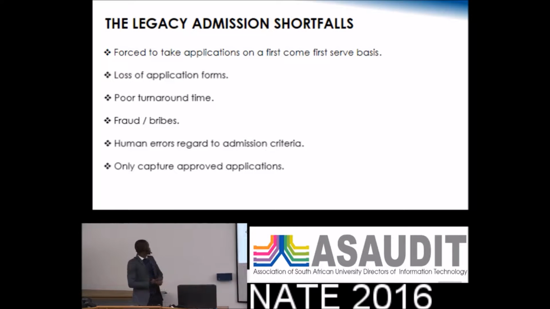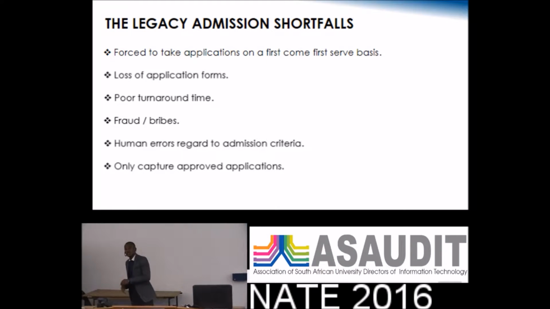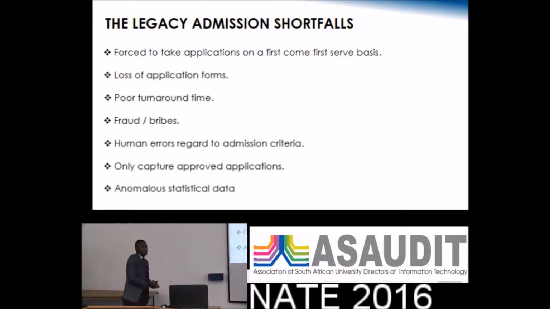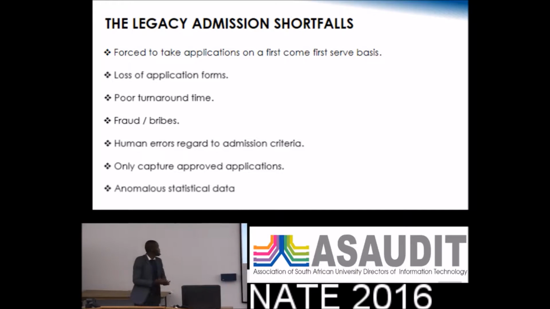And one of the shortfalls is that we are capturing only approved applications. So if a student doesn't get captured on the ERP, that's one of the shortfalls. And this affects the statistical data, also based on the fact that you're only capturing approved applications. If we are supposed to give a projection of how many applications we really process in a year, you wouldn't really get an exact number as such.